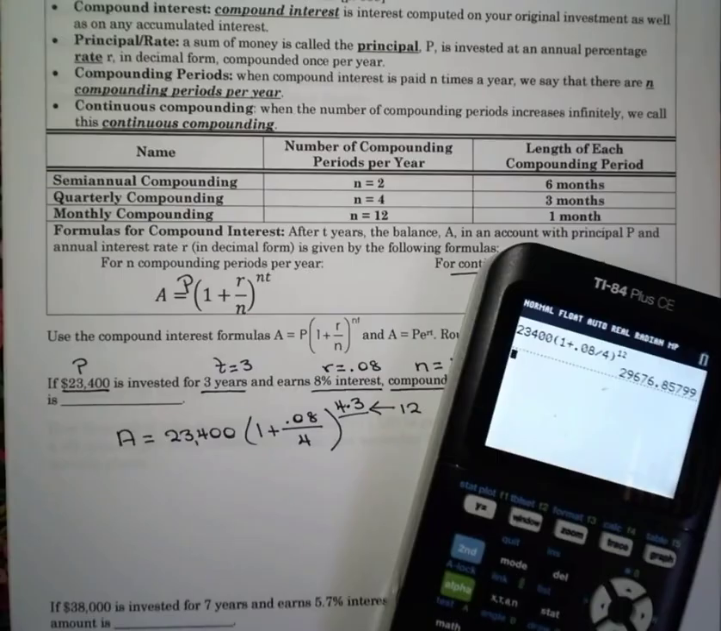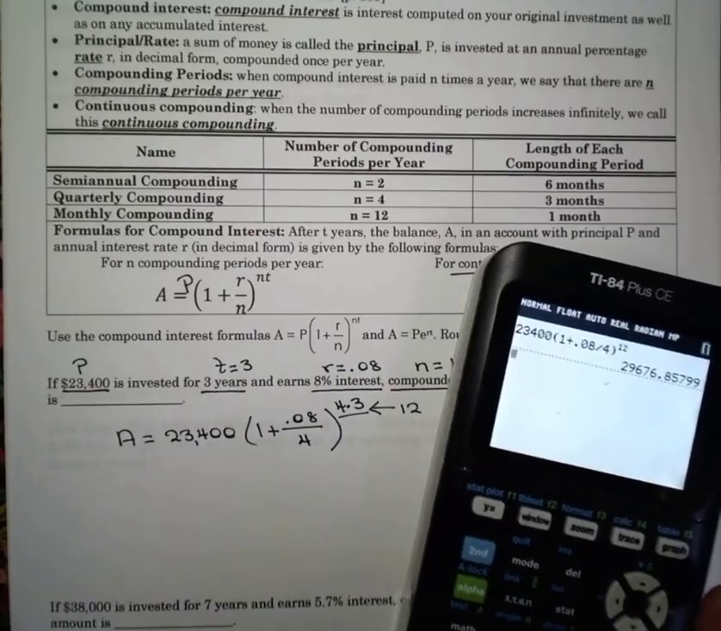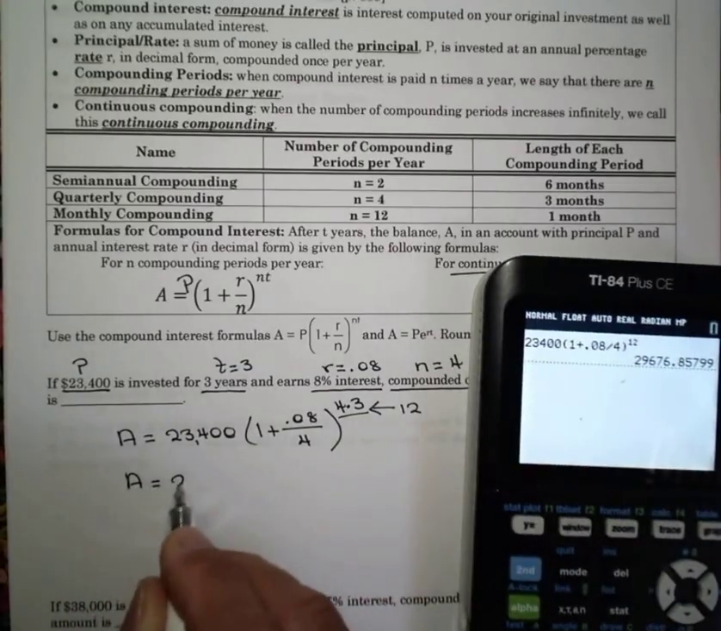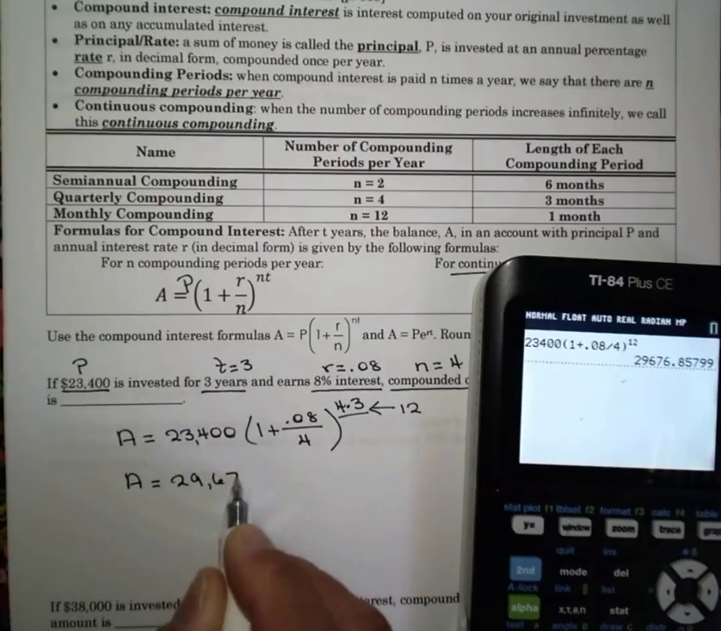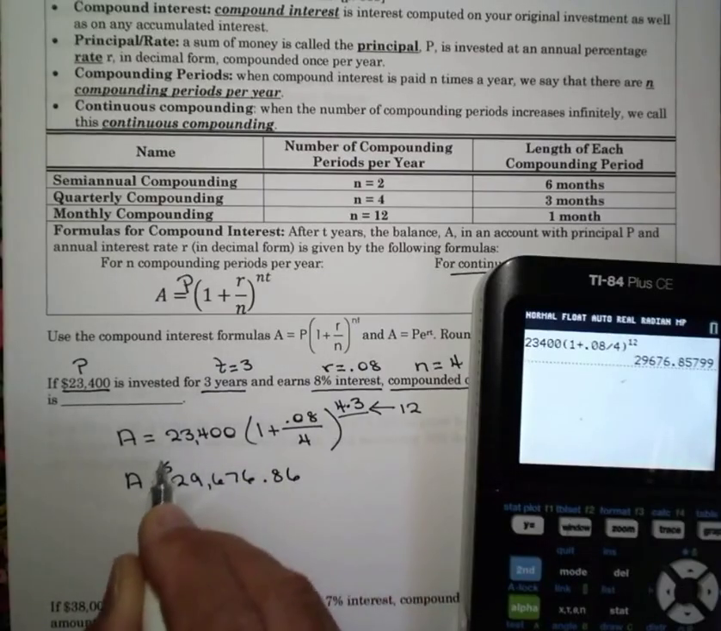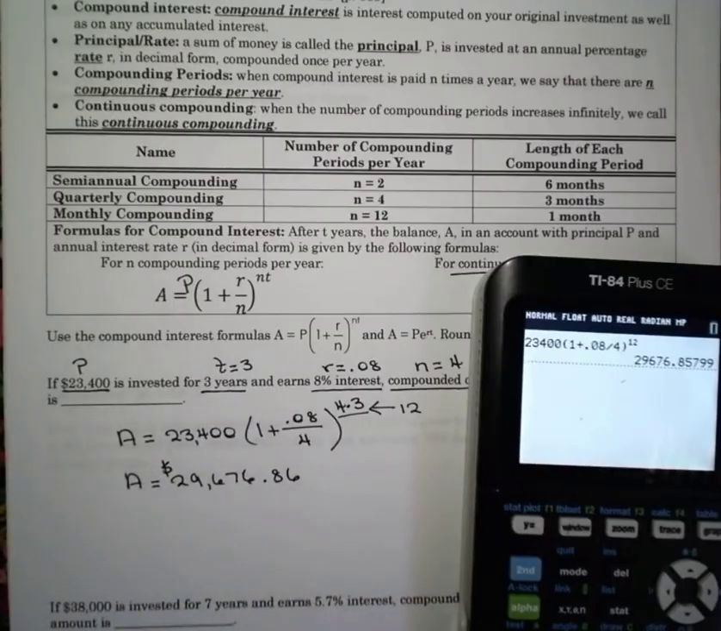And I come up with the amount, 29,676.85. Let's just go to 2 decimal places since we're talking about money, and we'll say 0.86. So this amount is going to equal $29,676, and we'll say 86 cents. And that would be our answer to our problem. Now let's do another one.